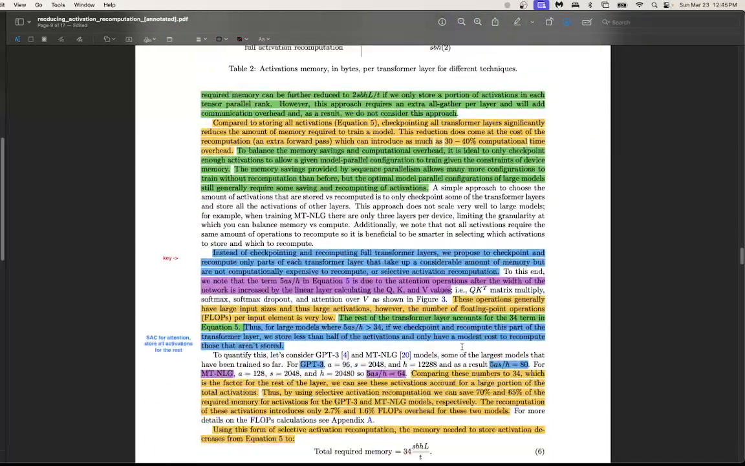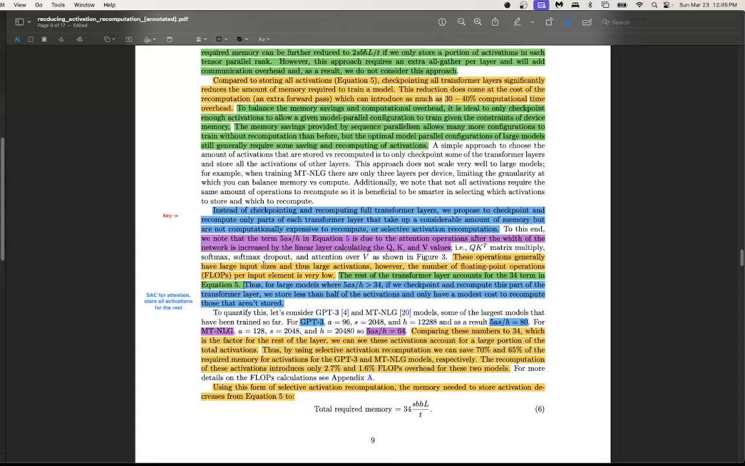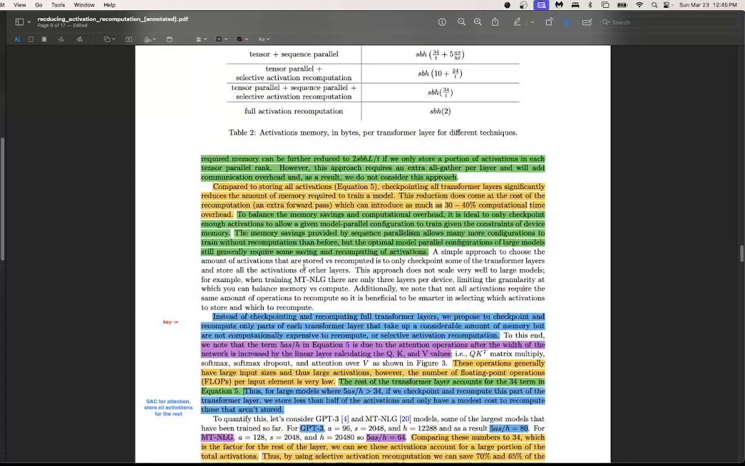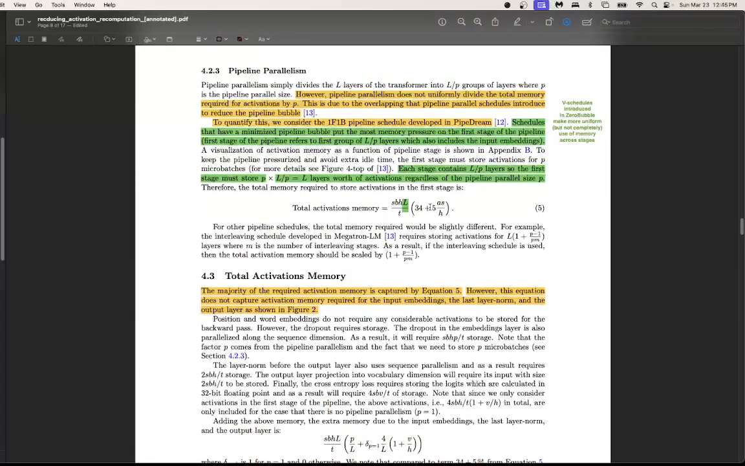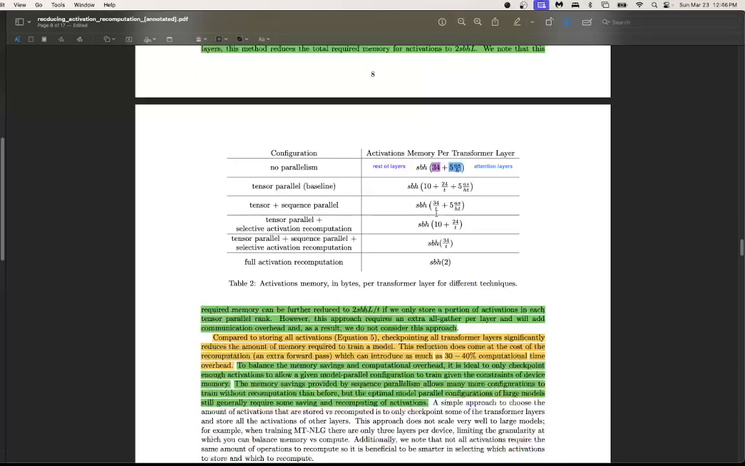And what they say is that 5ASH, that's not a constant. That will grow much larger for large models. A is attention heads, S is max sequence length, H is hidden dimension. And what they're saying is that this factor they are multiplying in equation 5, by SBHL over T, is not a constant, right? So it's due to the attention layer specifically. 34 is from everything else. So that will be the largest impact on activation memory if we find ways to not store those, basically. So let's look at them.